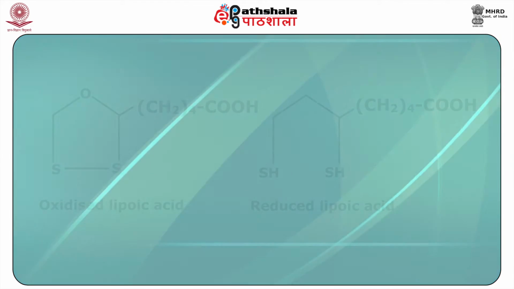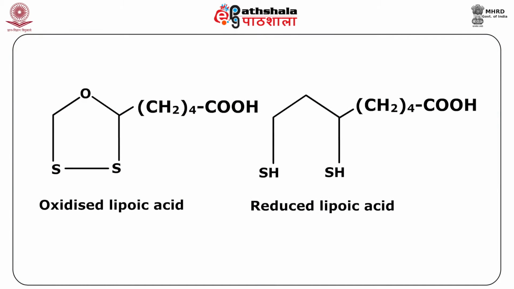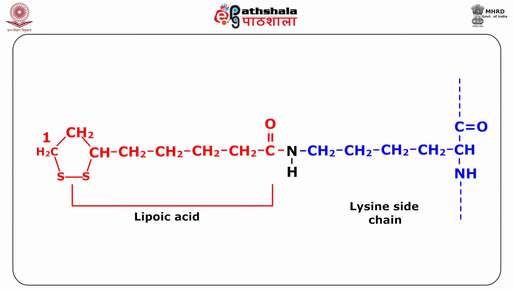The complex reactions of the carbohydrate metabolism catalyzed by pyruvate dehydrogenase system and alpha-ketoglutarate dehydrogenase require participation of lipoic acid. It acts as a carrier and undergoes interconversion between reduced and oxidized form. Like you can see here the structure of lipoamide.